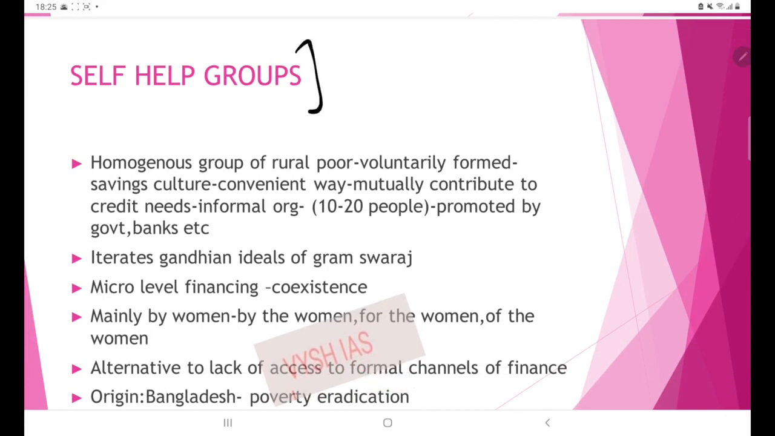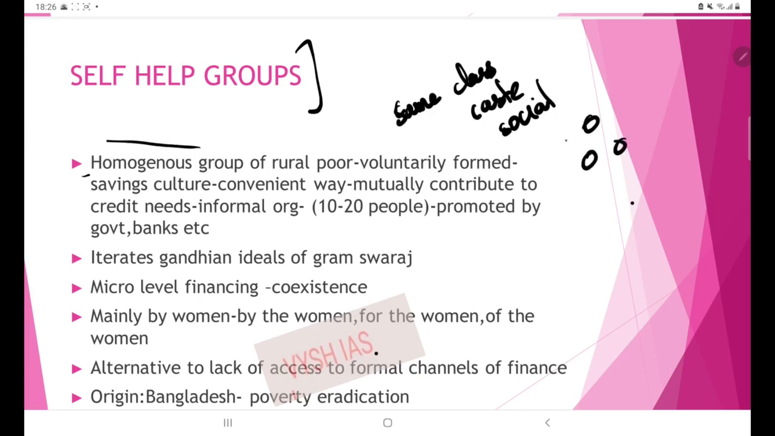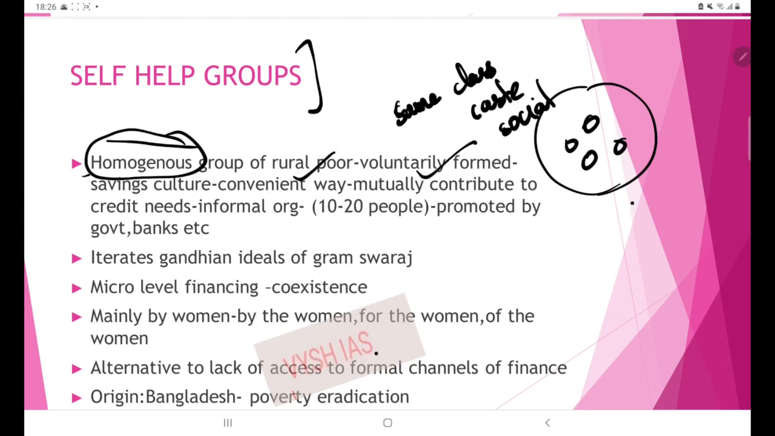This is also another kind of development industry or civil society. So the meaning of self-help groups is that it is a homogeneous group. Okay, so it is consisting of same class people or same caste people or same social status people. These kinds of people will be coming in a group. So it is a homogeneous group. Then it is mainly composed of rural poor and it is voluntarily formed. No one is forcing someone to form this group. It is voluntarily formed only. And it is bringing in a savings culture. All these people will be pooling their savings into one. Okay. So it is a convenient way to mutually contribute to credit needs.